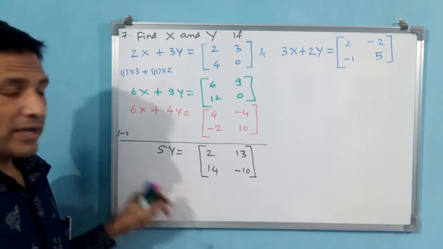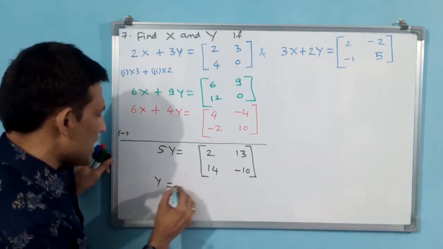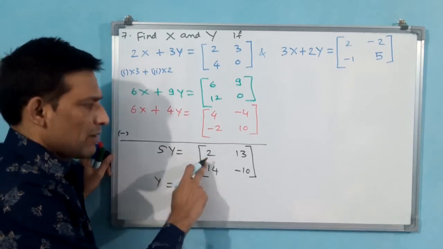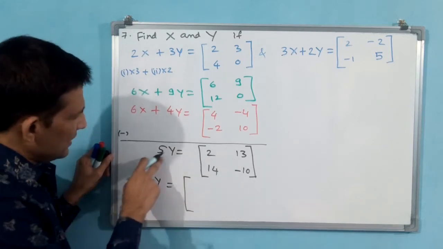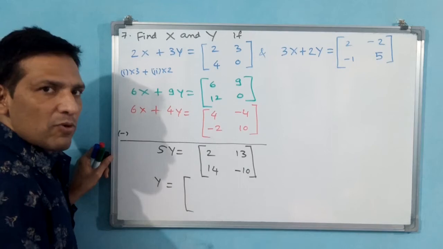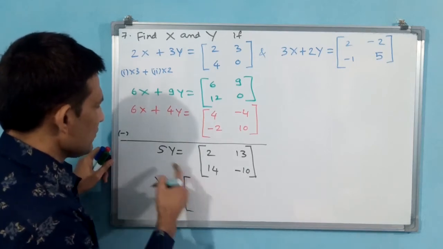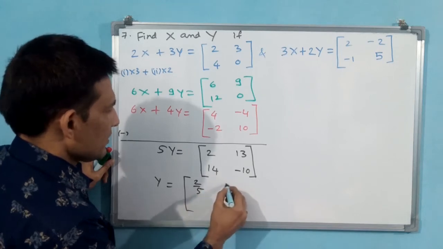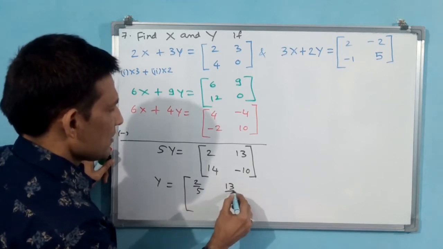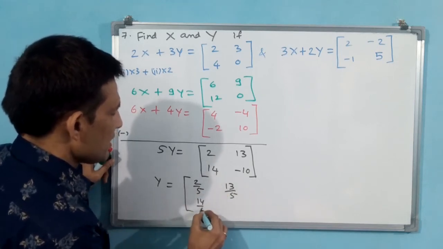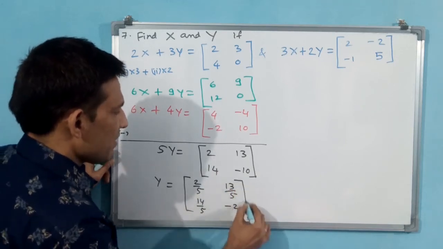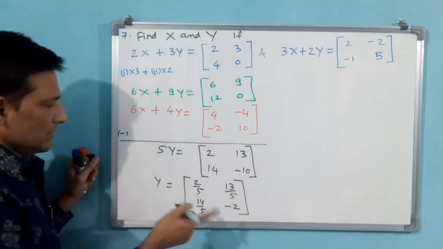This is 5y. Then for y, what will we do? Directly we will do. Why? Because 1 by 5 into 5y, 1 by 5 into something we need not write. We are dividing everything by 5. So 2 by 5, 13 by 5, 14 by 5, and here minus 2 will come, because divided by 5, 2 times it goes.